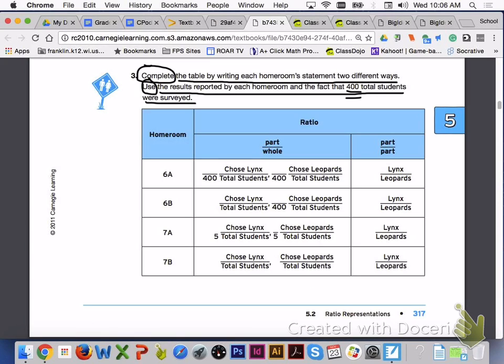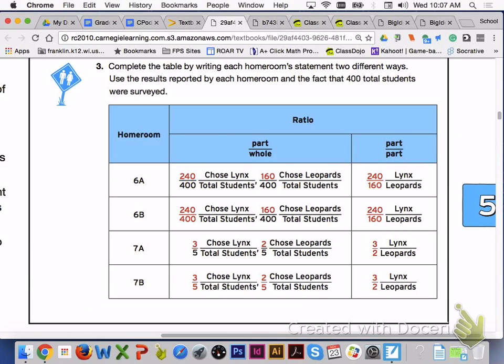Please answer number 3 with your group members. Use the results reported by each homeroom and the fact that 400 total students were surveyed. Here is what your table should look like for number 3. Please make sure that you check over each homeroom to make sure that your part-to-whole and part-to-part ratios are correct.